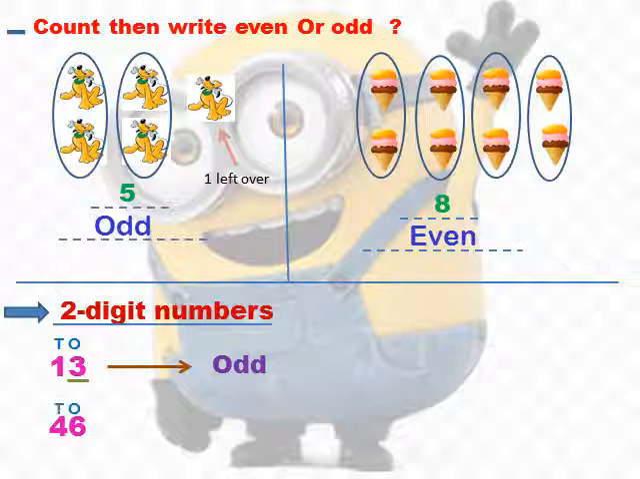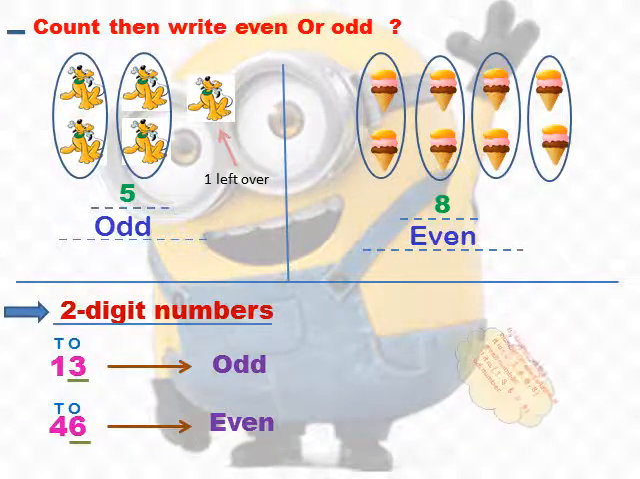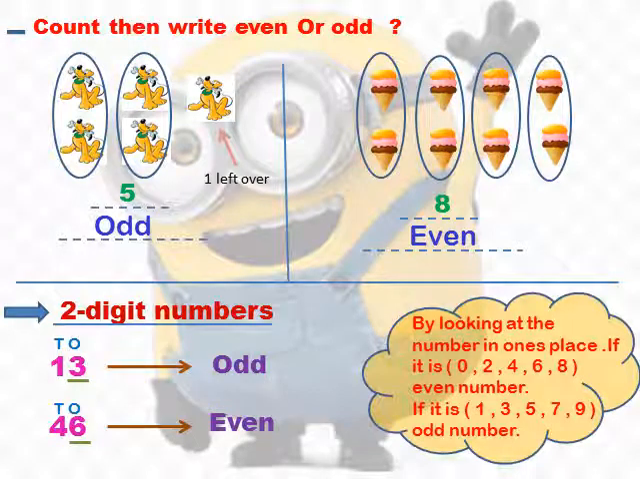What about 46? Do the same. Put ones and tens and start from the ones. The 6 here is an even or an odd number? Super, it's an even number, so I don't have any left over. So 46 is an even number.